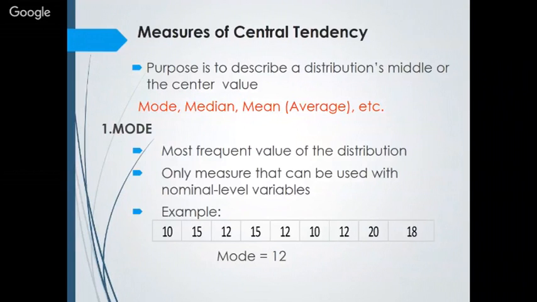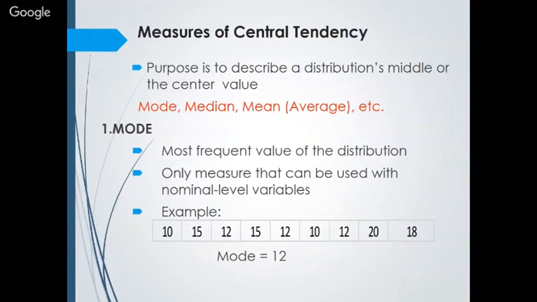There is geometric mean also, and harmonic mean also, but commonly the three means are used. We will discuss the three averages here, so three central tendencies. First is the mode. How can we get the mode from data?